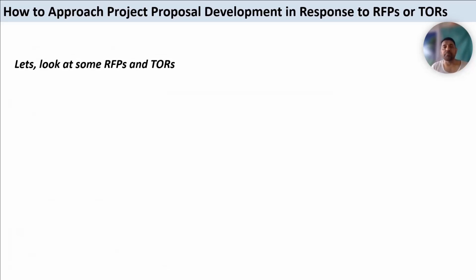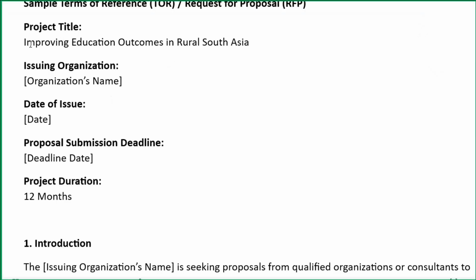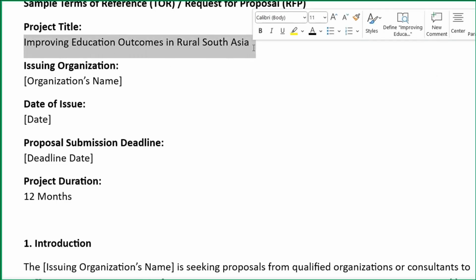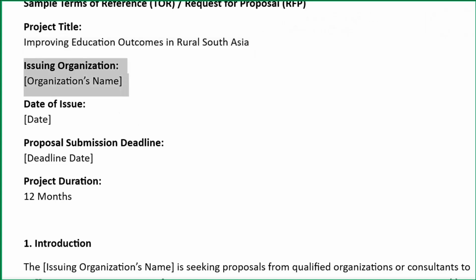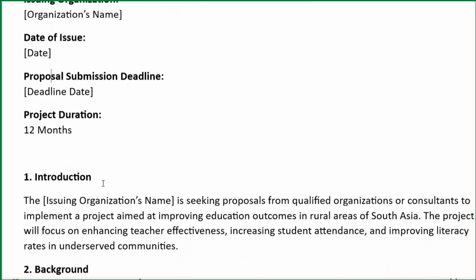Let's look at some requests for proposal or ToR. So here you can see the project title that is basically given in the ToR or request for proposal. Then there are issuing organization details, date, submission deadlines, project duration.